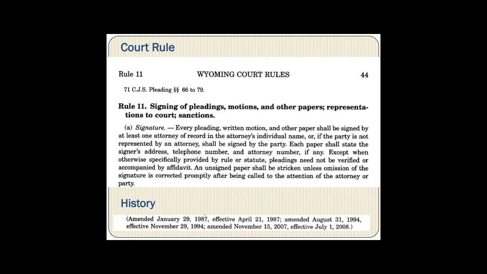The Wyoming Court Rules Annotated are published similarly to the Wyoming Statutes Annotated. First you see the rule citation, followed by the rule title and the text of the rule. The history of the rule is provided after the text and provides the dates of rule amendments.